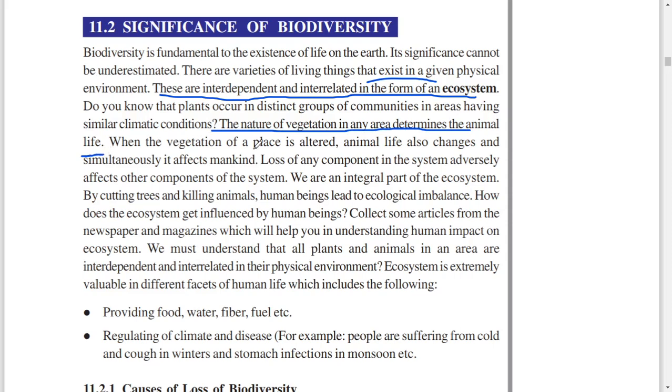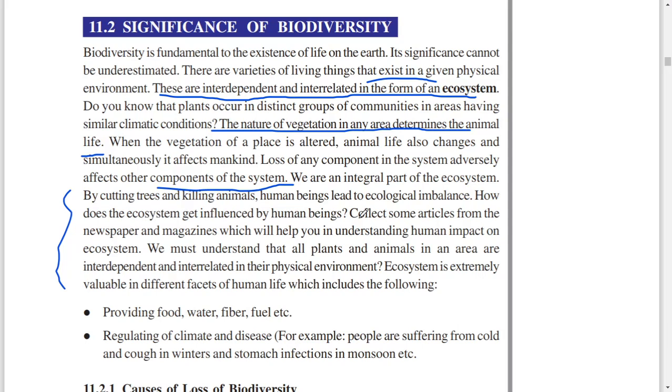When the vegetation of a place is altered, animal life also changes, and simultaneously it affects mankind. Loss of any component in the system adversely affects other components of the system. We are an integral part of the ecosystem. By cutting trees and killing animals, human beings lead to ecological imbalance. How does the ecosystem get influenced by human beings?